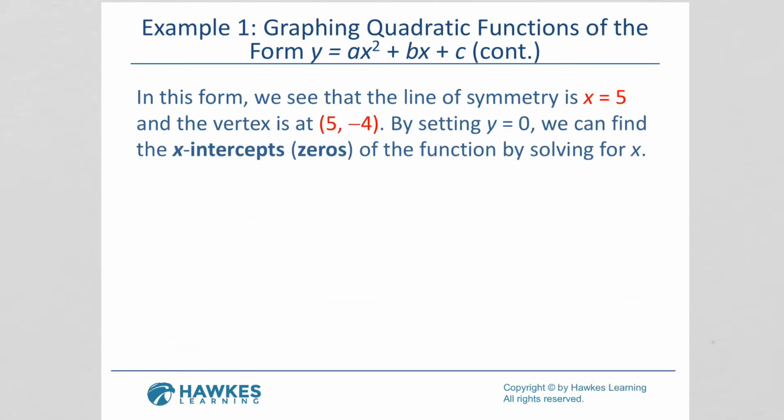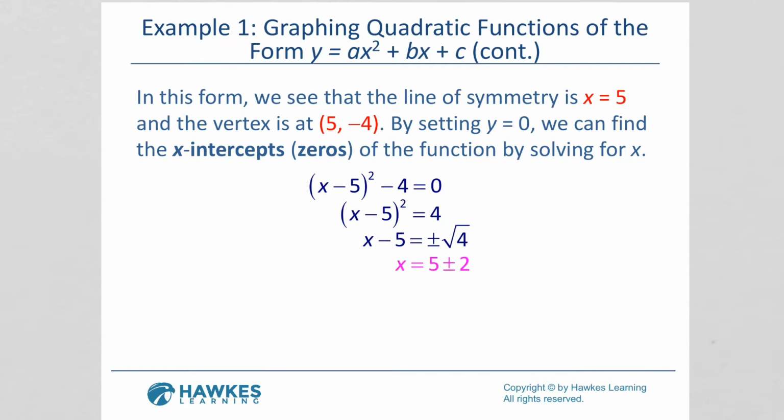In this form, we see that the line of symmetry is x equals 5, and the vertex is at 5, negative 4. By setting y equal to 0, we can find the x-intercepts, or zeros, of the function by solving for x. So I have x minus 5, the quantity squared, minus 4 equals 0. I'm going to add 4 to both sides. That leaves me with x minus 5, the quantity squared, equal to 4. I'm going to take the square root of both sides, which leaves me with x minus 5 equals plus or minus the square root of 4.